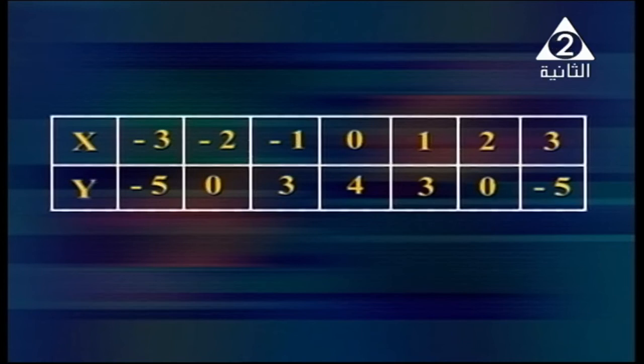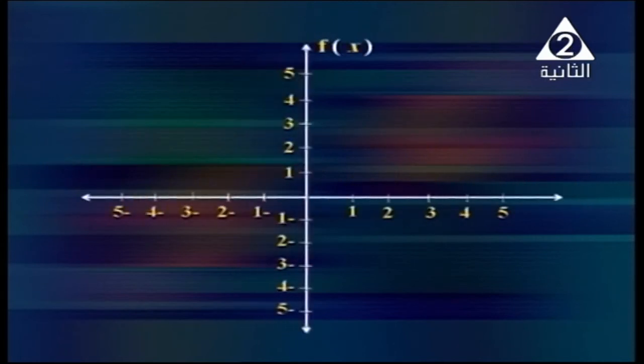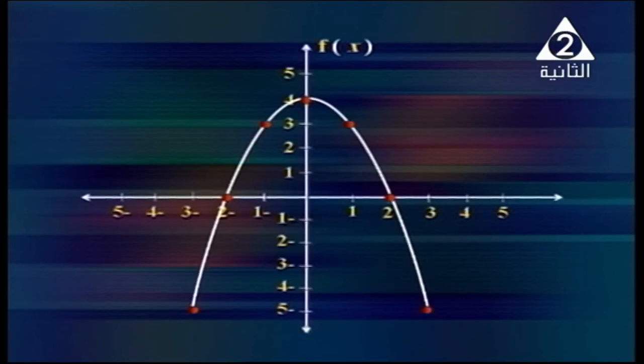Let us try to plot these points on your graph papers. So by plotting the two axes, the x-axis and the y-axis, which is f of x, try to plot the points negative 3 and negative 5, then negative 2 and 0, negative 1 and 3, 0 and 4, 1 and 3, 2 and 0, and finally 3 and negative 5. Join these points all together, and you are going to obtain a curve opened downwards.